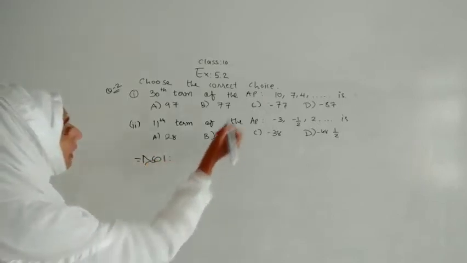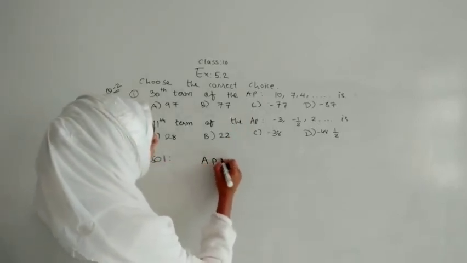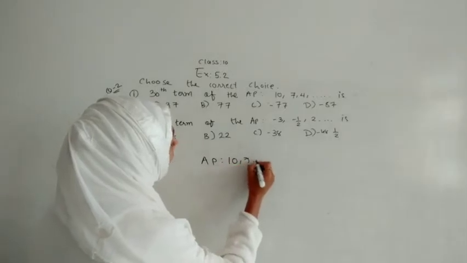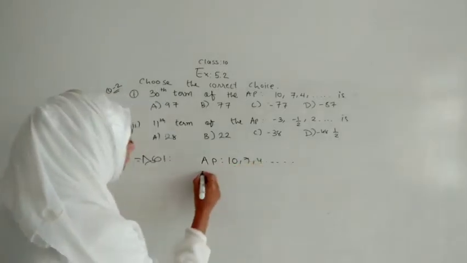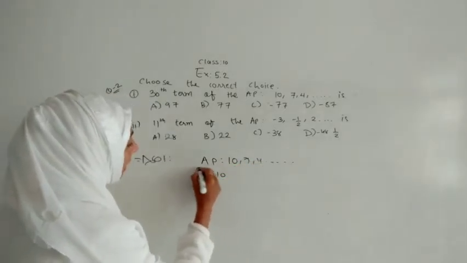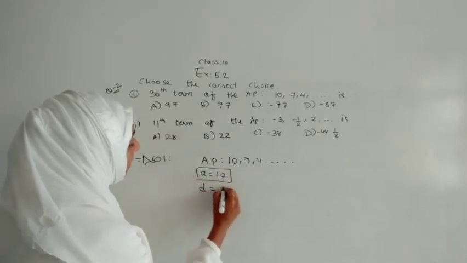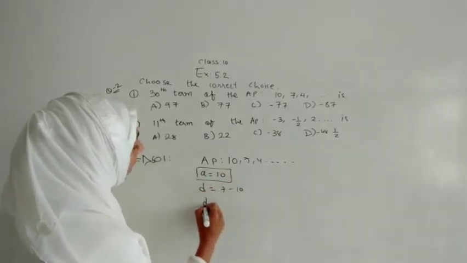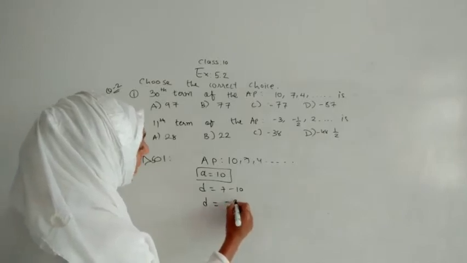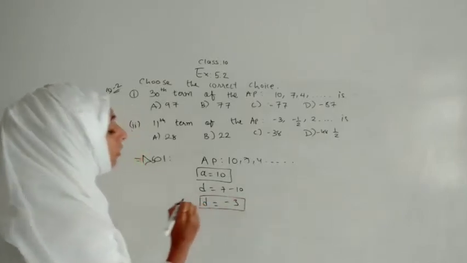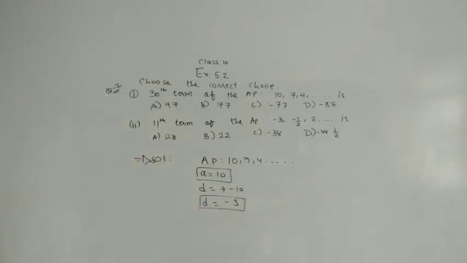So here I will write the AP. That AP is in the form of 10, 7, 4 and so on. So then our A is 10 and our D is 7 minus 10. So our D is in the form of minus 3. Now we will keep it as highlighted.